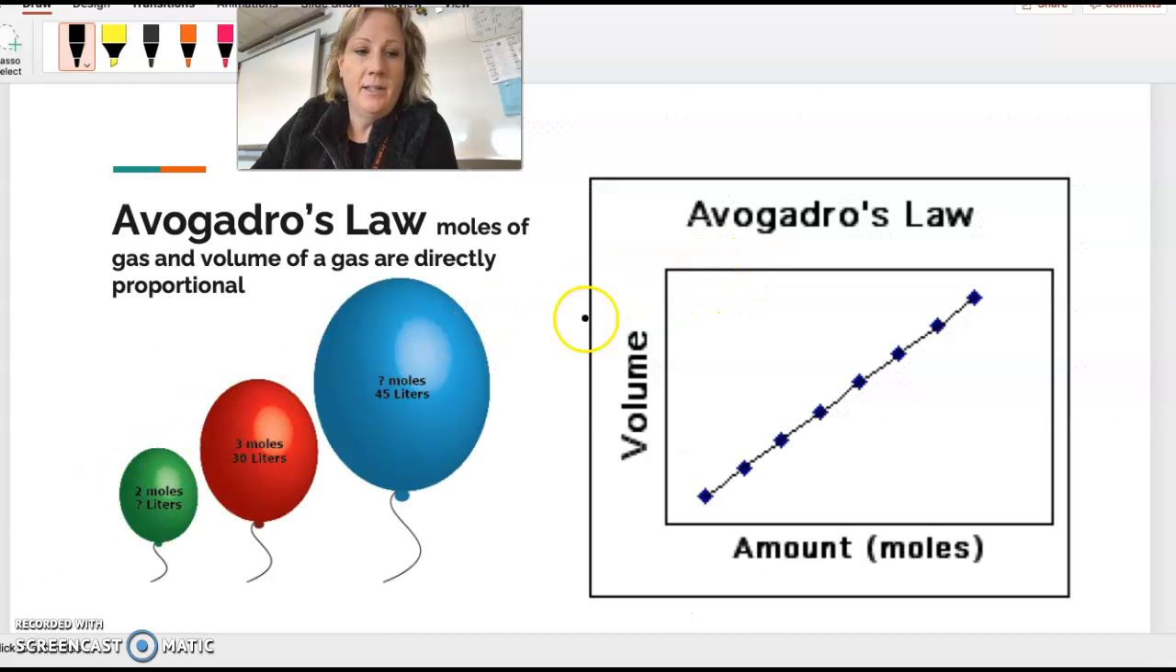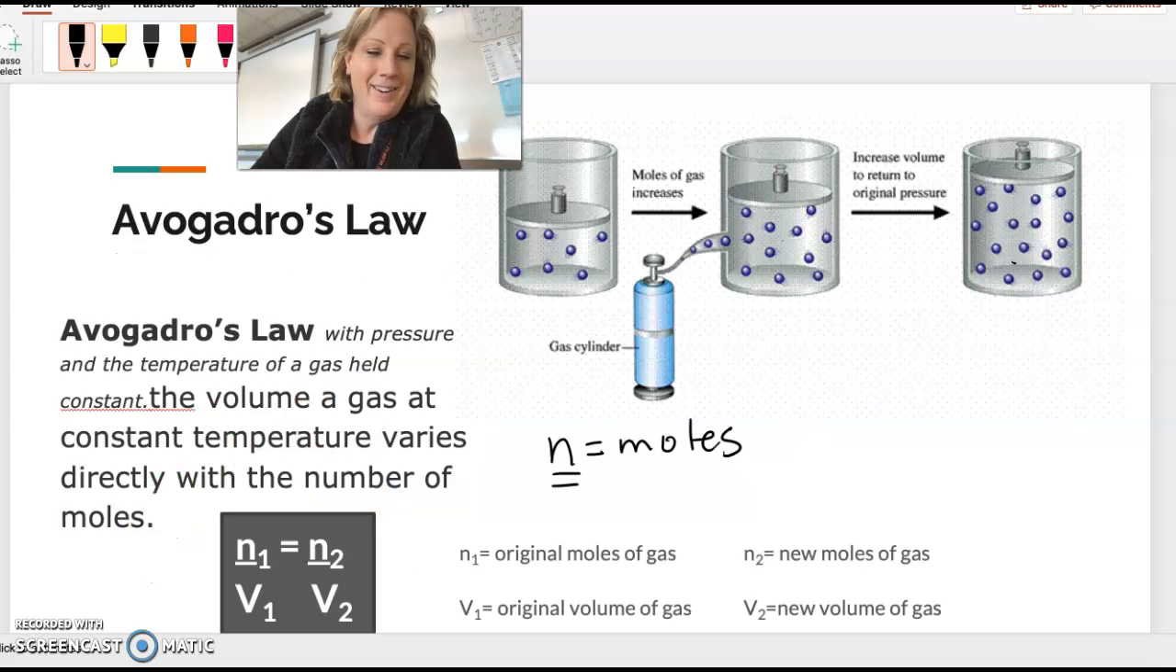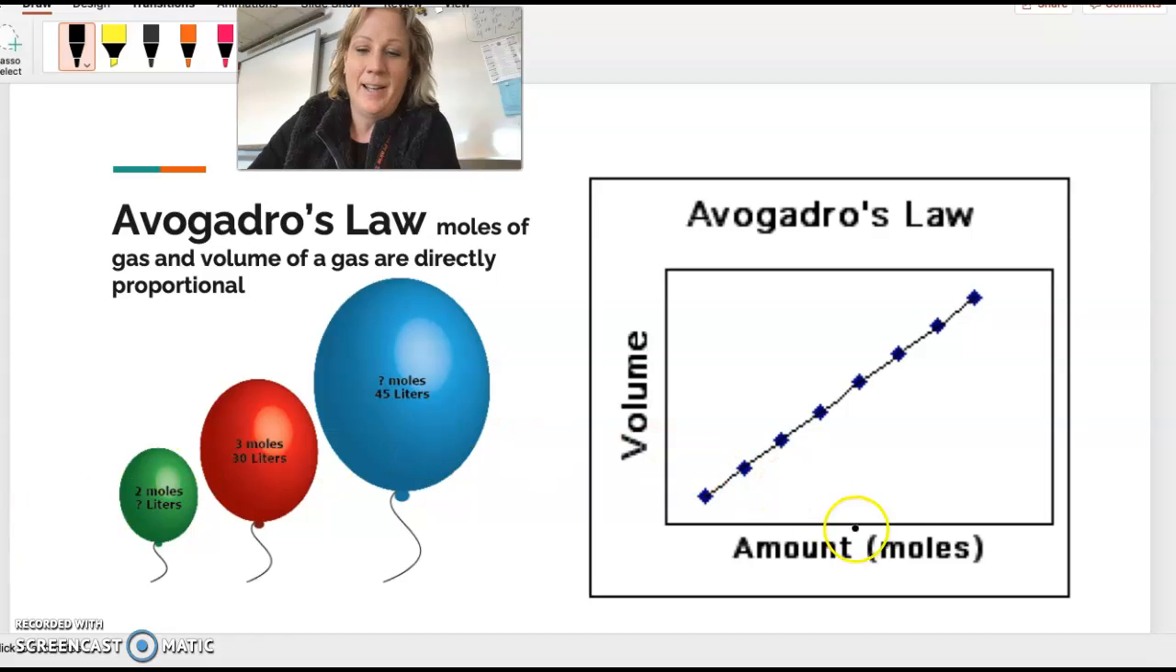Did I say it was a direct proportion? I don't know if I did. It's a direct proportion again. As the number of moles of gas increases, the volume increases. So three out of four of the laws have variables that are directly proportional, and only Boyle's law has variables that are inversely proportional.